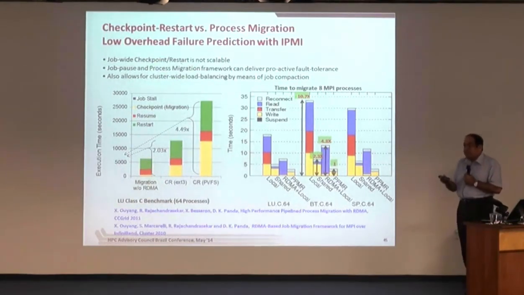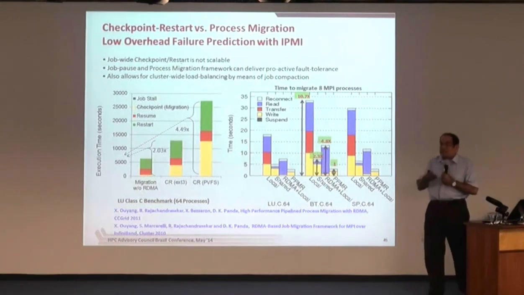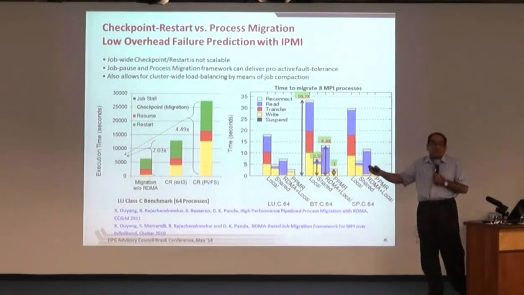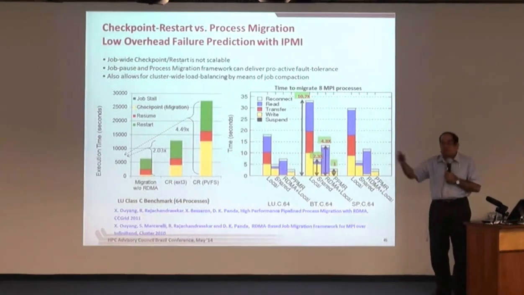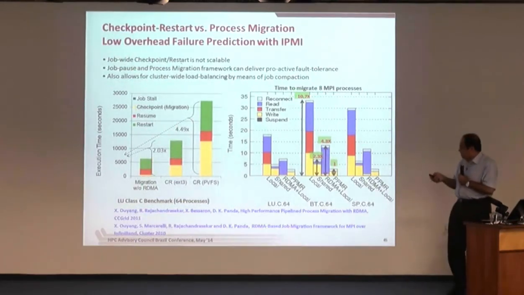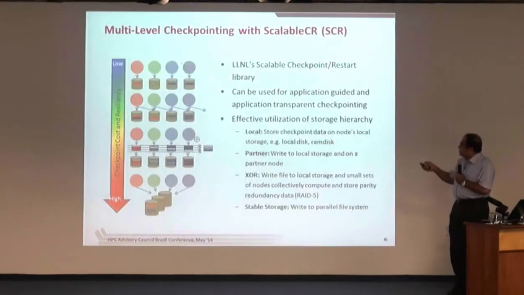So that means if you detect faults or if you are about to fail, you can actually migrate processes from your to-be-failed node to one of the spare nodes. You can do that. But the more important is the multi-level checkpointing with scalable SCR from Lawrence Livermore Lab. So they have different ways where you put your copy of the checkpoint.